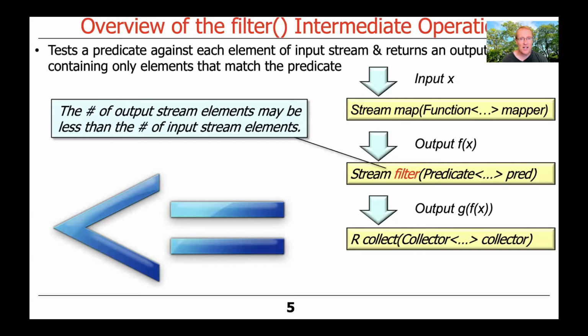As a consequence of the semantics of filter, the number of elements in the output stream may very well be less than the number of elements in the input stream, if there are some that don't match the predicate. Now, if they all match the predicate, then it'll be equal. And of course, it'll never be greater than the number of elements in the input stream. So it's either going to be less than or equal to.